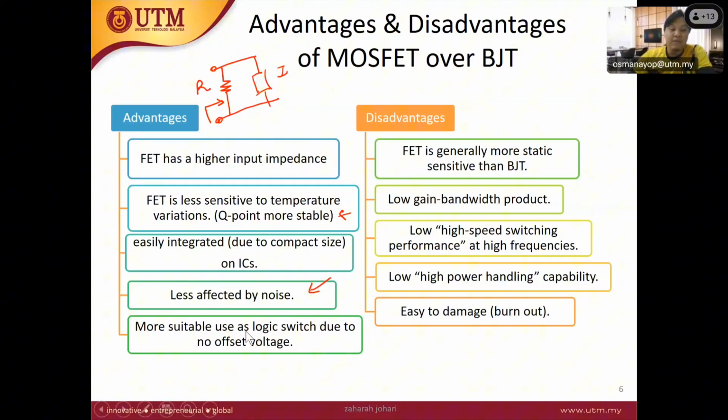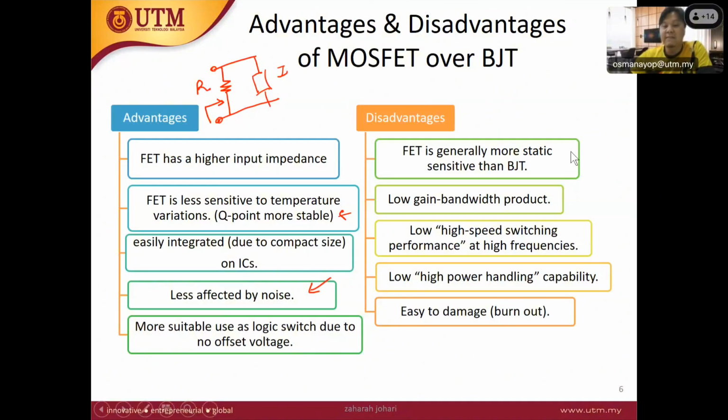And then it's more suitable as a logic switch due to no offset voltage. So the voltage is very accurate. So it's very efficient as a logic switch. We're not covering the switch in this topic, but it's more on whether our MOSFET can be used as an amplifier or not. And then you can see some disadvantages here.